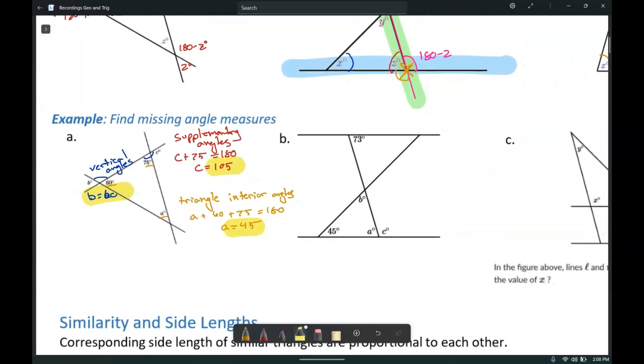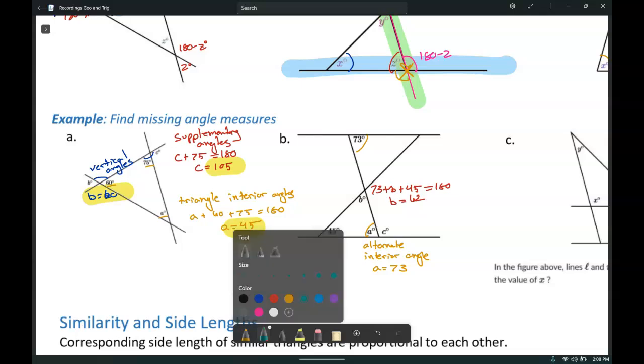Here we're given transversals. First we start with angle A. We have alternate interior angles. Alternate angles are congruent, so A is 73 degrees. Then we can look at B. We've got the interior triangle angles again, so we know that A plus B plus 45 has to equal 180. We already know that A is 73, so we can solve for B, and we get 62.